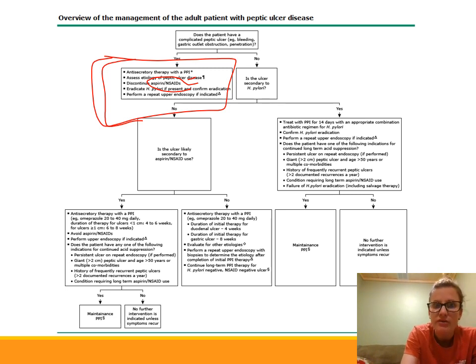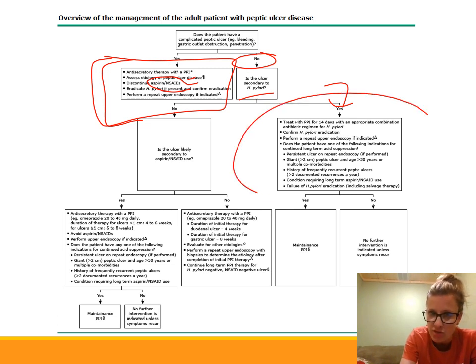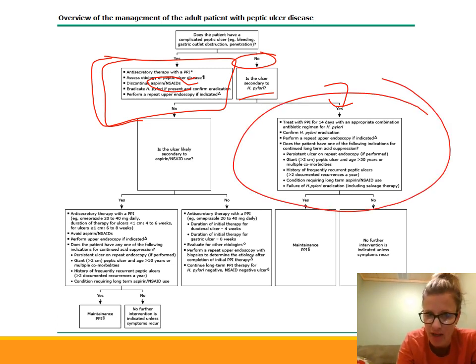Over here, if the patient does not have a complicated ulcer, we need to first figure out, okay, is this due to H. pylori? If it's due to H. pylori, then we use our quadruple therapy. We treat with a PPI for 14 days, and then we use our combination of antibiotics.